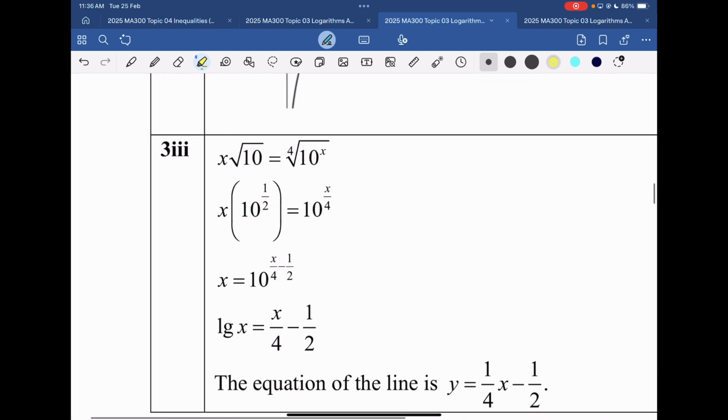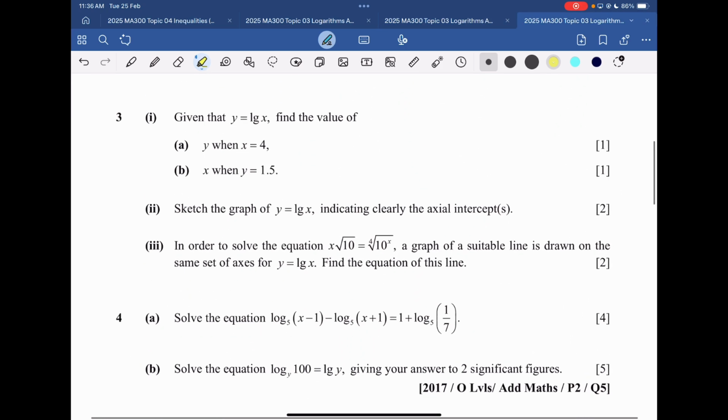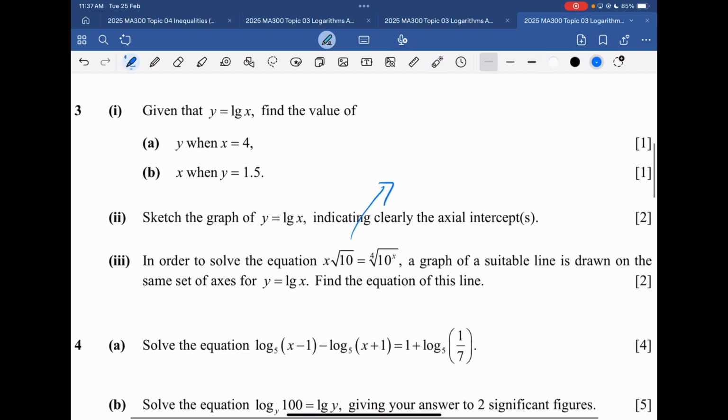So 3 part 3, you adjust the equation. Listen. 3 part 3 is a common kind of question. You draw log x. After that, they ask you to solve the equation. So what do you do? You simply adjust this equation until you get log x on one side and another equation on the other side. Clear so far? So you have log x.